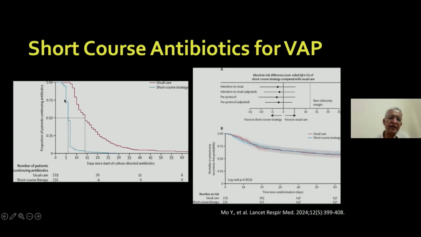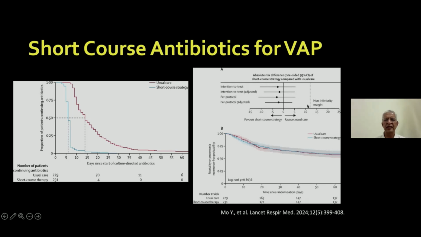In the intervention arm, the median duration of antibiotic therapy was 6 days, while in the control arm, the antibiotic duration was 14 days. They looked at 60-day all-cause mortality. The red line is the usual care, and the green line is the short course strategy. You can see that there is absolutely no difference in the 60-day mortality. So whether you use the intention-to-treat or the per-protocol analysis again, it did not cross the non-inferiority margin.